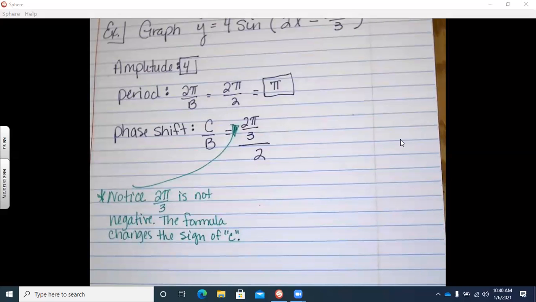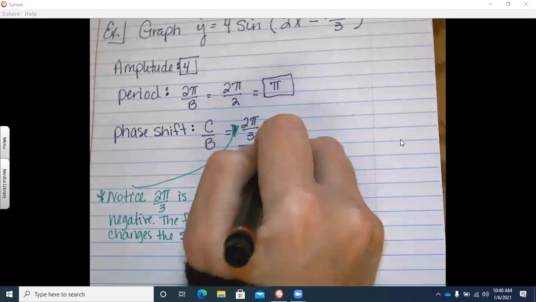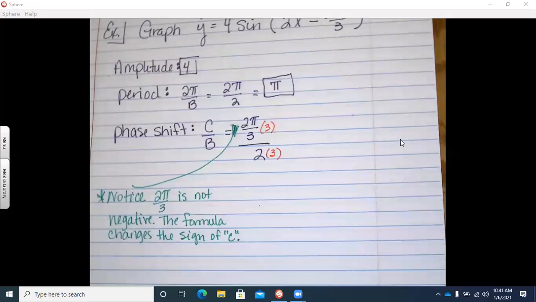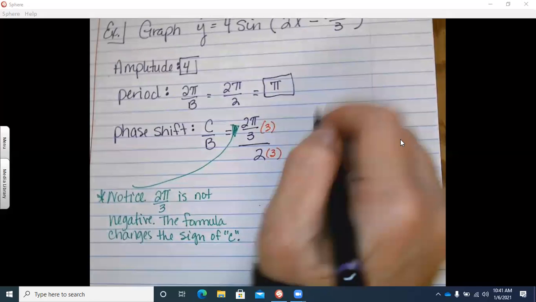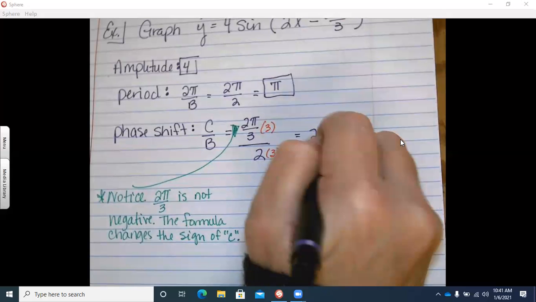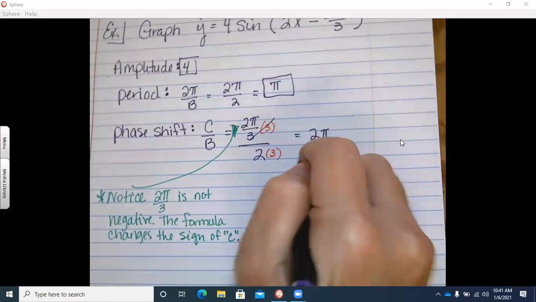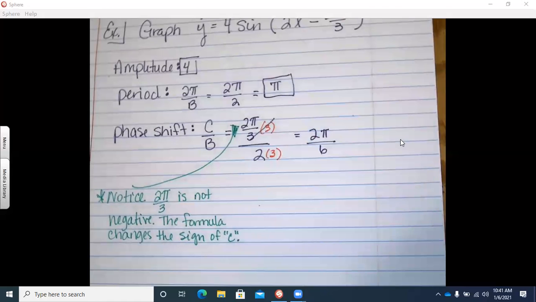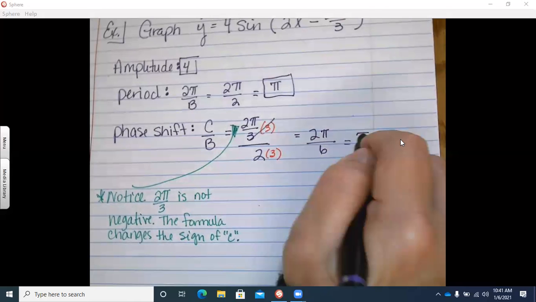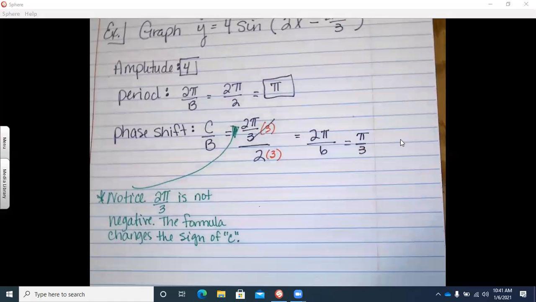All right, don't we have a complex fraction here? We don't want a complex fraction. What can we do to get rid of that? Multiply by 3 each term in the numerator and each term in the denominator. So what's 2 pi thirds times 3? It'd just be 2 pi, right? Because the 3's will cancel. Denominator, 2 times 3 is 6. Can I reduce that to what? Pi thirds, right? Pi thirds. This tells us the phase shift, meaning the cycle will start at pi thirds instead of at 0.